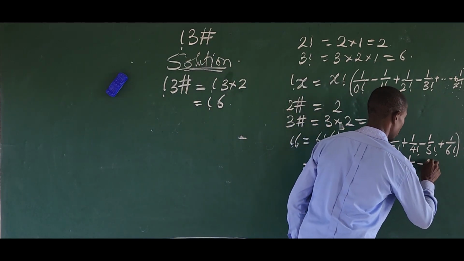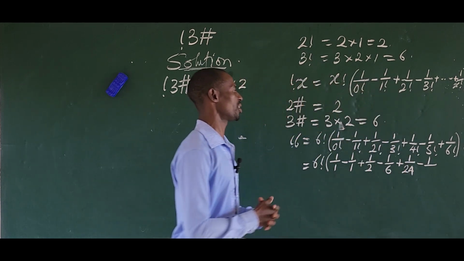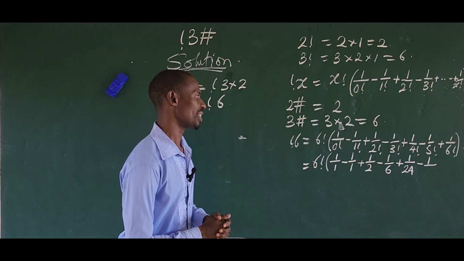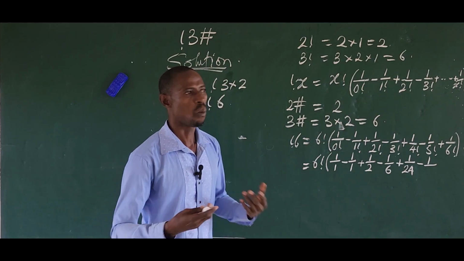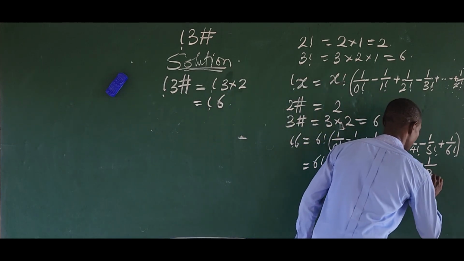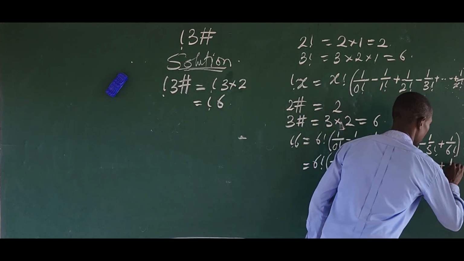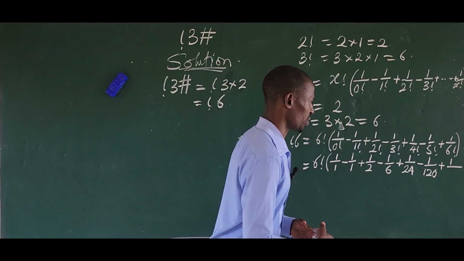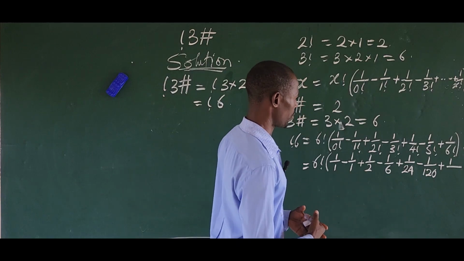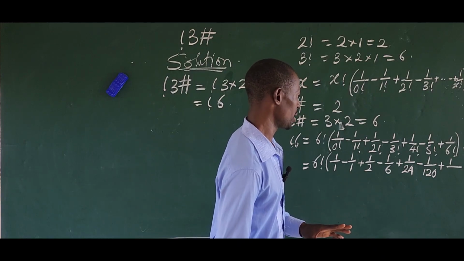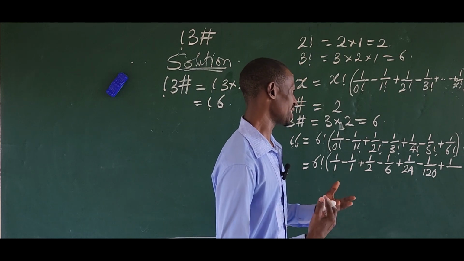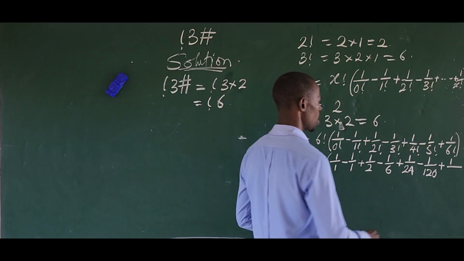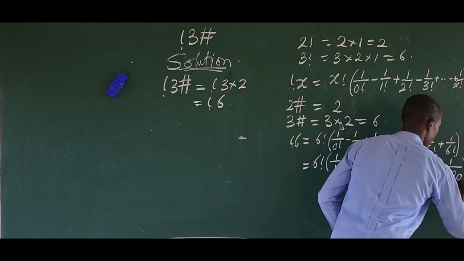All right, then minus 1 over our 5 factorial, which gives us 5 times 4, which is 20, times 3, which is 60, times 2, which is 120. So we have this to be 120. Then plus the last one, which is 6 factorial. 6 times 5 gives us 30. 30 times 4 gives us 120. 120 times 3 gives us 360. And 360 times 2 gives us 720. 720 times 1 gives us 720. So we have here 720, close bracket.